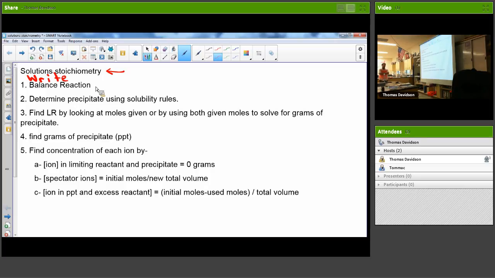Spectator ions equal the initial moles over the new total volume. Those, I like those a lot. They're very simple. All you have to do is find the moles you start with, add the 2 volumes that were mixed together, and just divide. Letter C, this is the hardest one. The concentration of the ion in precipitate and excess reactant is equal to initial moles minus used moles over total volume.